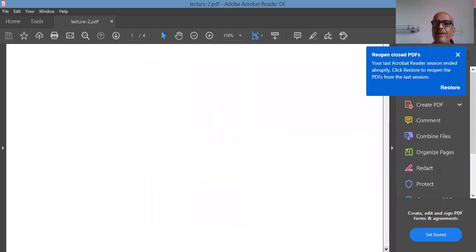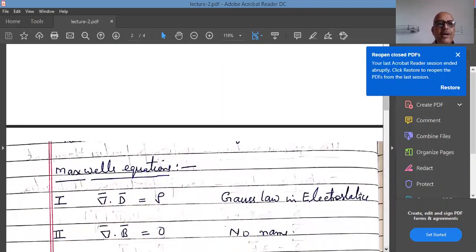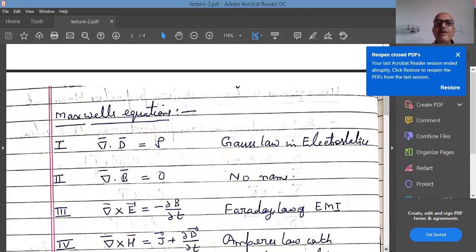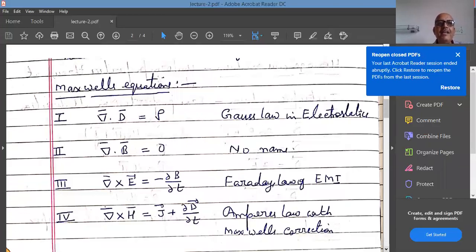The first Maxwell equation is, basically, these are the four Maxwell equations that you already know. Divergence of D is equal to rho, called Gauss theorem or Gauss law in electrostatics. Divergence of B is equal to 0 has not been given any name, so it's no name. Then curl of E is equal to minus del B over del t. That is Faraday's law of electromagnetic induction. And curl of H is equal to J plus del D over del t.